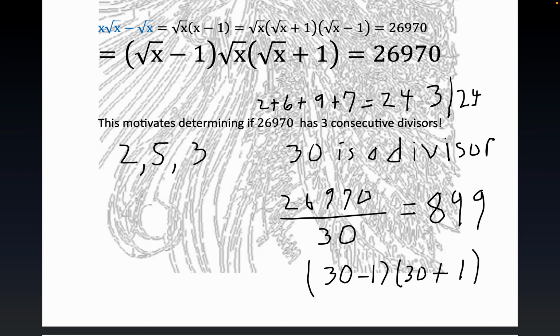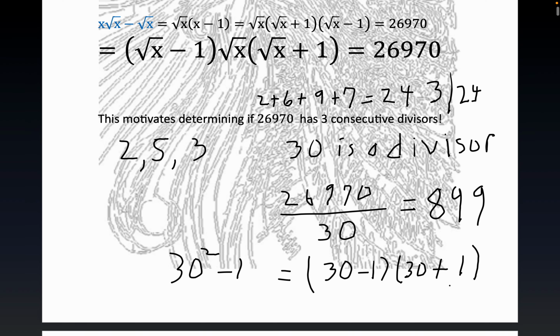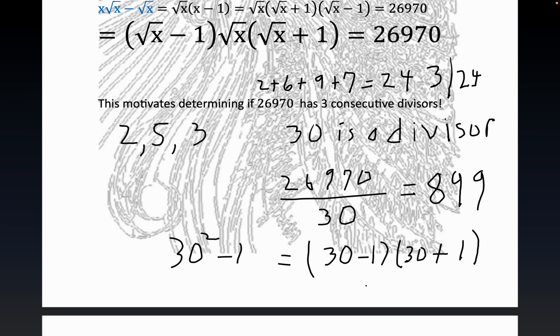Why is that so? Well, it's our famous difference of two squares result, right? That's 30 squared minus 1. 30 squared minus 1 is equal to this object, okay? But what is this? This is 29 times 31. So we have it.